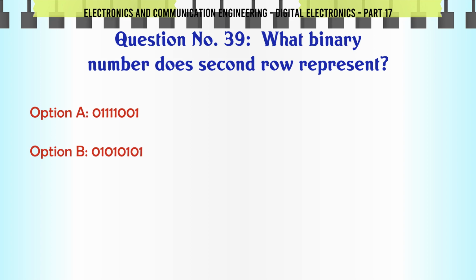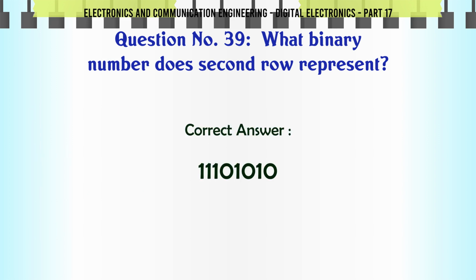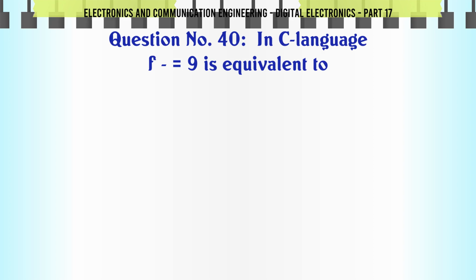What binary number does the second row represent? A. 01111001, B. 01010101, C. 10101010, D. 11101010. The correct answer is 11101010.